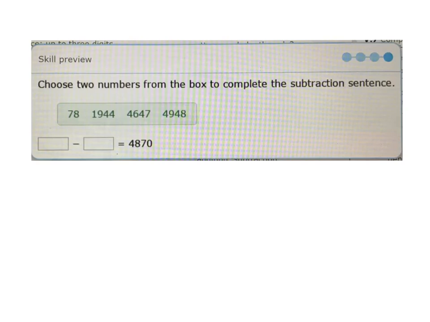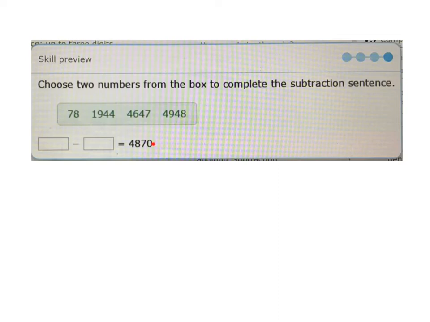And the last example, choose two numbers from the box to complete the subtraction sentence. Blank minus blank equals 4,870. So the difference is almost 5,000. I think it's going to have to be between this small number and one of the big ones because the difference between these two is really small. Between even that is only a couple thousand. I'm thinking it's between the 78 and one of these two big numbers, but I'm not sure which.